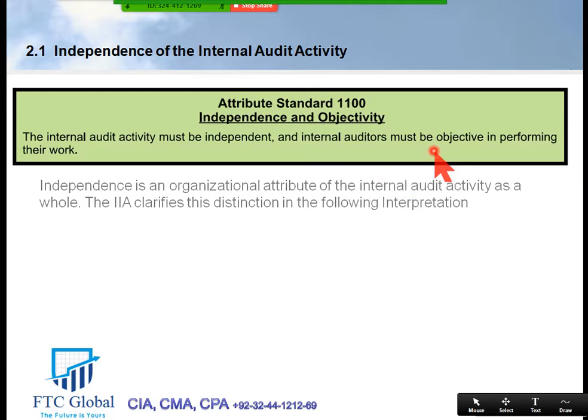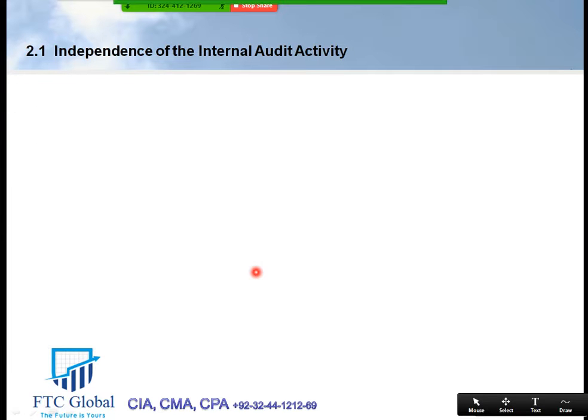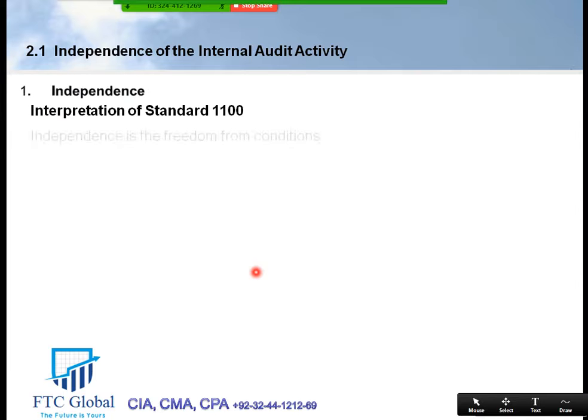The Institute of Internal Auditors has issued Attribute Standard 1100 and also an interpretation standard that lists out the full detail of what independence and objectivity mean. You don't need to memorize, just learn the terms and concepts. I have broken down this whole standard into smaller lines so that you understand each and every concept. So the interpretation of standard 1100, what it is all about: it defines what independence is and how it can be achieved. So independence is the freedom.